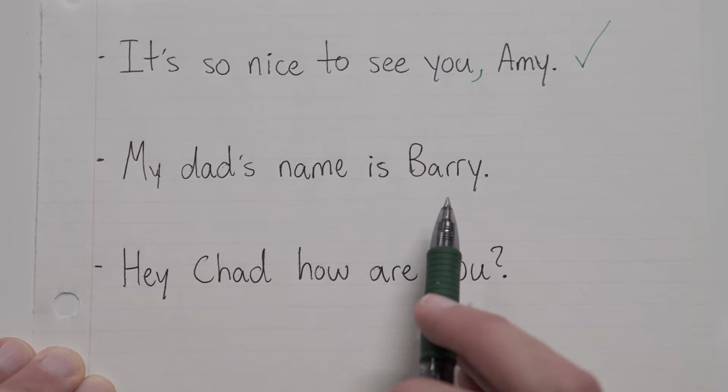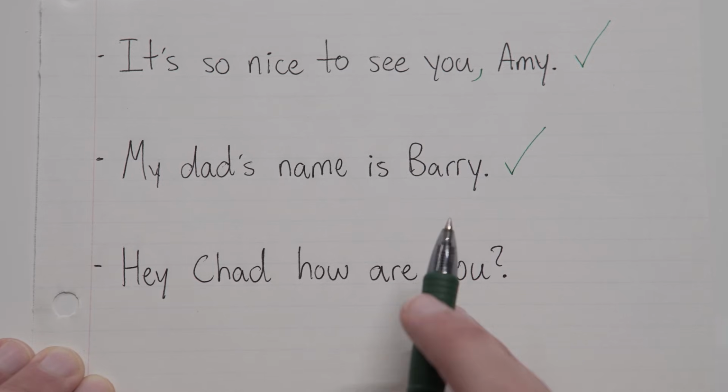Okay, how about this one? My dad's name is Barry. Okay, so we see the name Barry, but if you look more closely at the sentence, you will realize that no one's actually talking to Barry. We're just talking about him. And since we're just talking about him, not to him, we do not need commas.